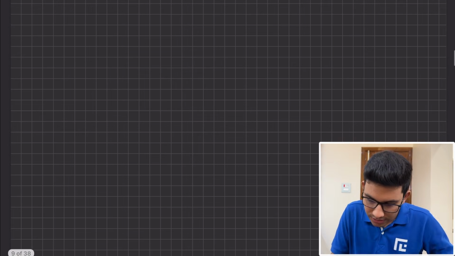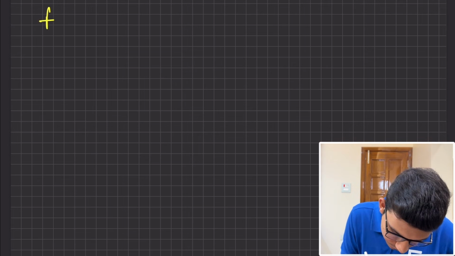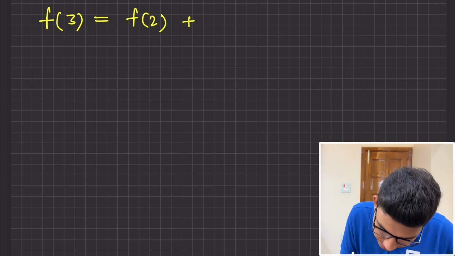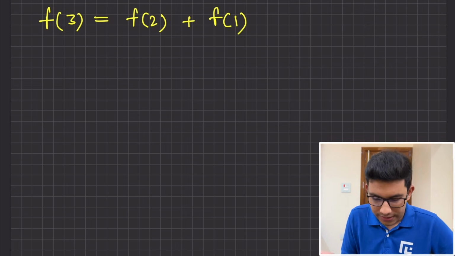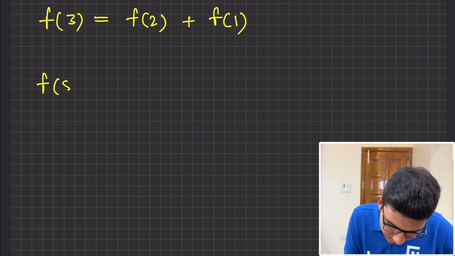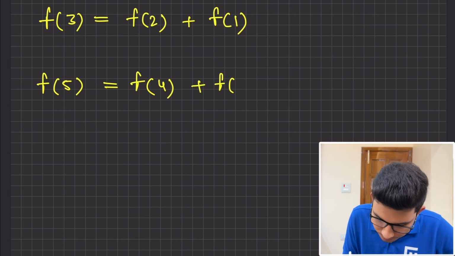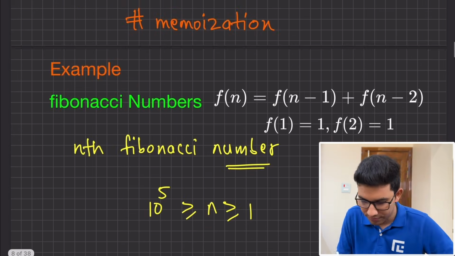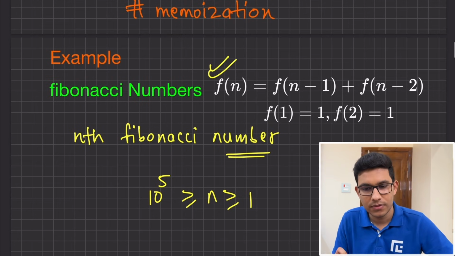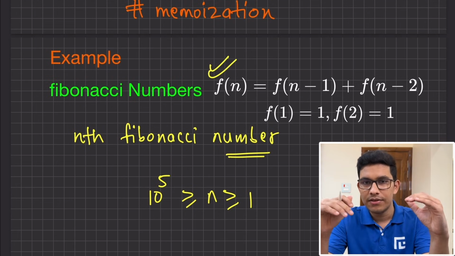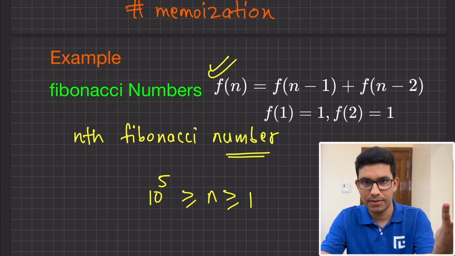Let's suppose you're trying to calculate f of 3. F of 3 is going to be simply f of 2 plus f of 1. Alright. Similarly, let's suppose you're trying to find out f of 5. F of 5 is simply going to be equal to f of 4 plus f of 3. Okay, using that same formula that we have, that has been written here. Alright. So we need to solve this problem, and let's try to think about this same problem with the divide and conquer and dynamic programming approach.